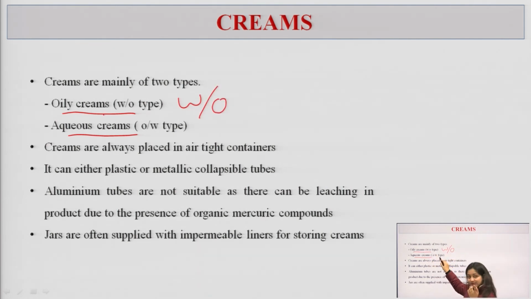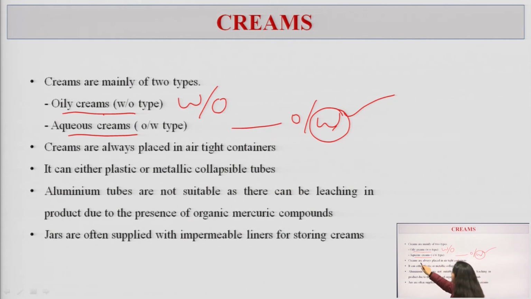If I say aqueous in nature, then it is an O/W type of cream because water is present in larger amount. Creams are always placed in airtight containers. So any formulation has to be placed in airtight containers because we do not want the surrounding air to get into our container and make our product useless or cause any sort of bacterial, fungal or microbial growth in it. So often creams are supplied in containers that are airtight in nature.